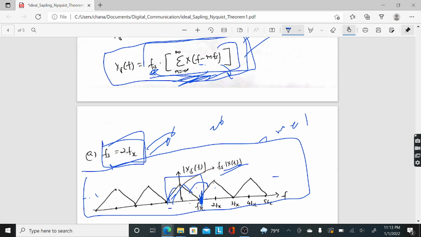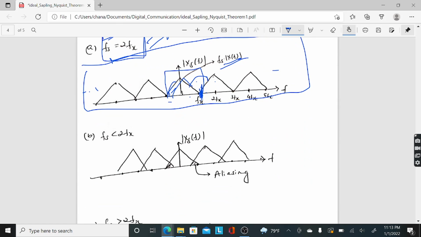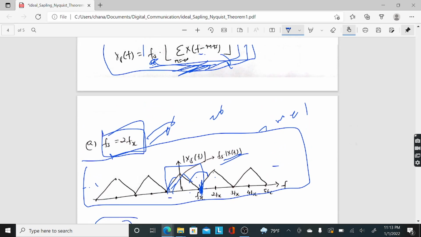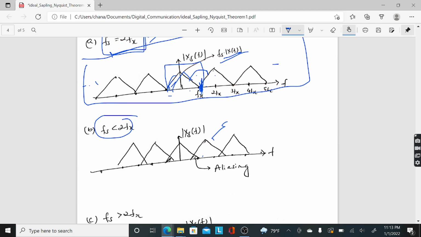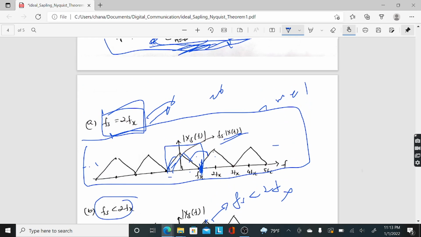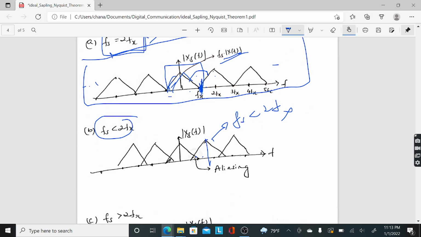So now let's take the condition when fs is less than 2fx. So my sampling frequency is less than 2 times the highest frequency component of my input signal. So basically the plot is very similar, just that since fs is less than 2fx, when this plot right shifts by fs, the center is less than 2fx. So there's an overlap between these two.